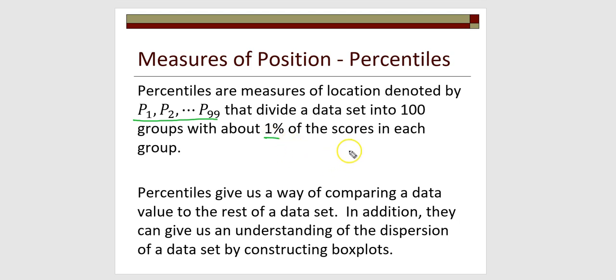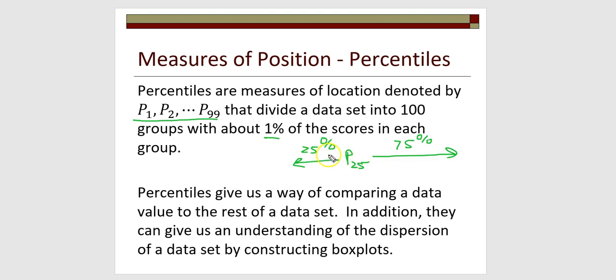So for example, if we were to calculate P25, well, that score, once we find out how to calculate it, about 25% of your data will be below that number, and 75% of all the scores will be above that particular number. So that's what P25 would represent.